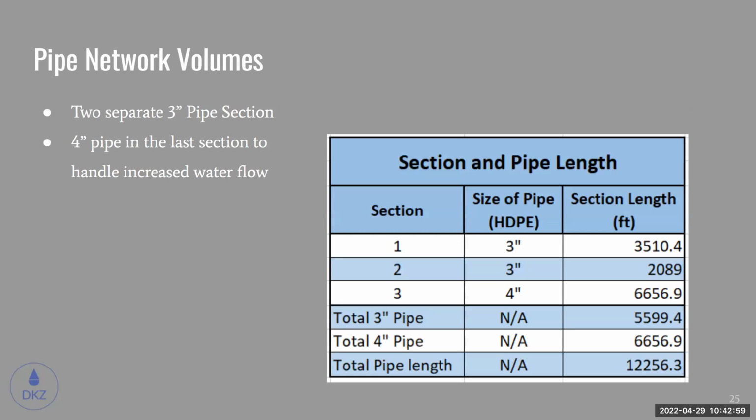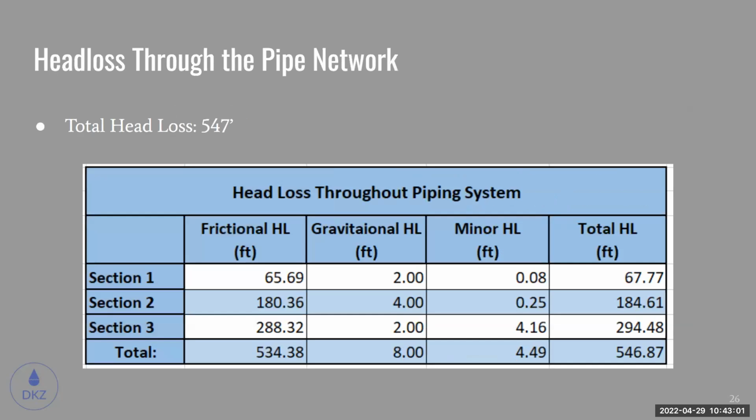So calculating our head loss through the system, the majority of our head loss, if not almost all of it, came from our frictional head loss of 535 feet. That's the head loss coming from the pipes themselves due to the friction. Total head loss in the system was 550 feet with a gravitational head loss of roughly 8 feet, which is very small, and a minor head loss, which was about 4.5 feet, which is basically negligible for this system.